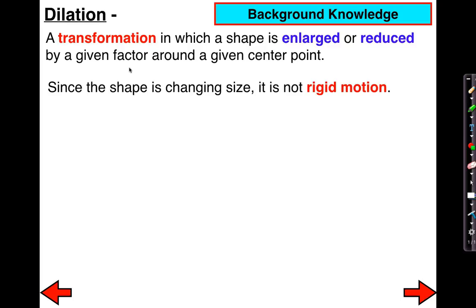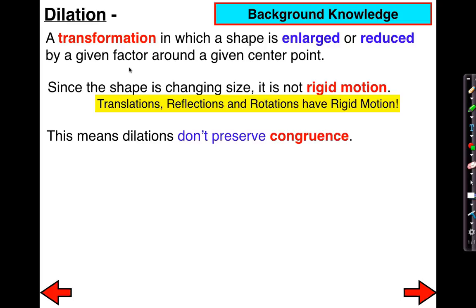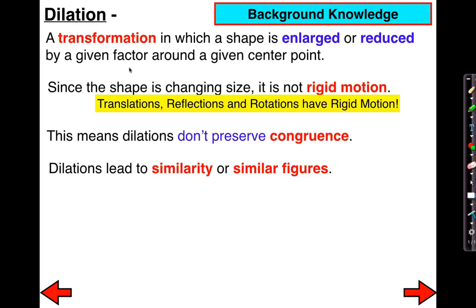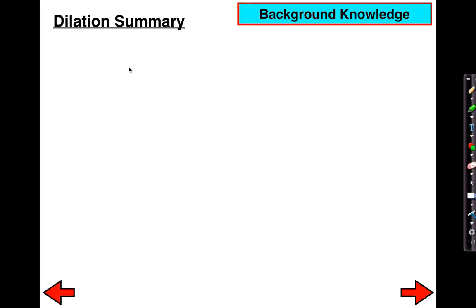So since the shape is changing size, it's not a rigid motion. The only ones that are rigid motions are translations, reflections, and rotations, which means dilations don't preserve congruence because it's not a rigid motion. Dilations, what it does instead is it creates similar figures. And again, similar figures are basically same shape, but different size. So two figures are similar if one figure is a dilation of the other. So in other words, one's got to be smaller or larger than the other.